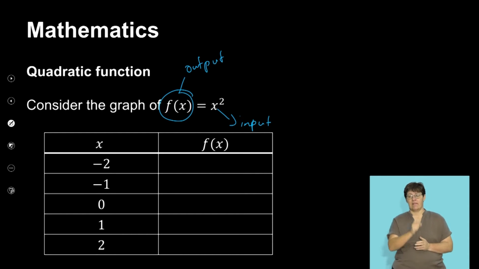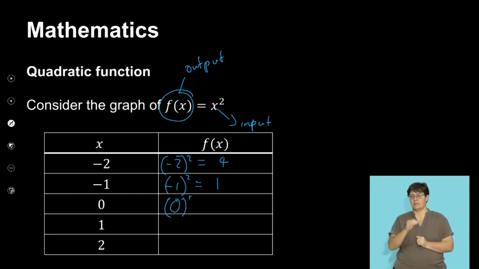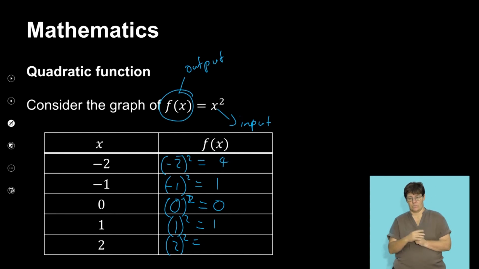So when x is minus 2, the value of f of x is going to be (minus 2) all squared, which will give me a positive 4. When x is minus 1, it will be (negative 1) all squared, which will give me positive 1. When it's 0, it will be 0 squared, which equals 0. And then 1, it will be (1) all squared, which equals 1. And then when it's 2, it will be (2) squared, which equals 4.